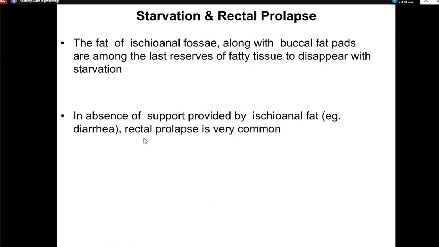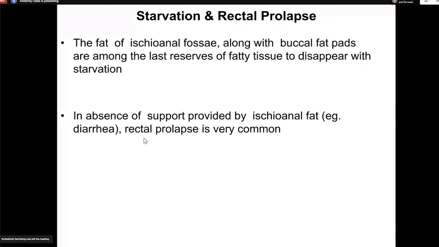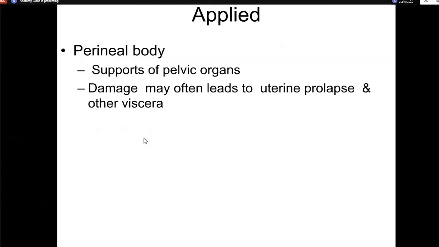Now when there is an absence of the support provided by the ischioanal fat or ischiorectal fat, then rectal prolapse may occur. The perineal body will give support to the pelvic organs. If there is damage to the perineal body, then the uterus and other viscera can prolapse.